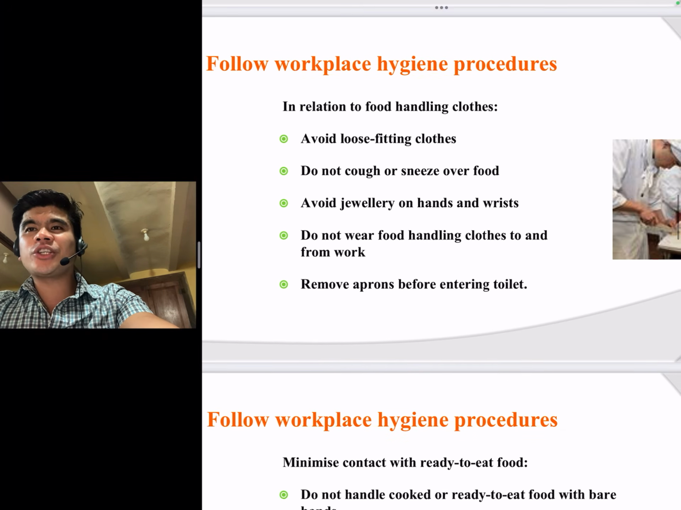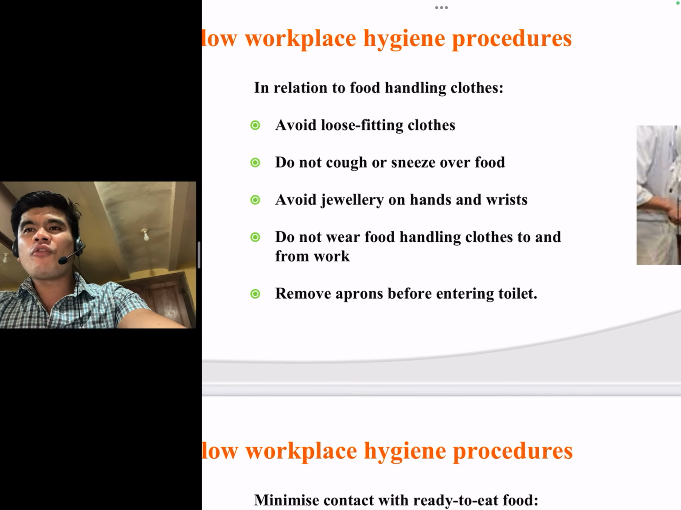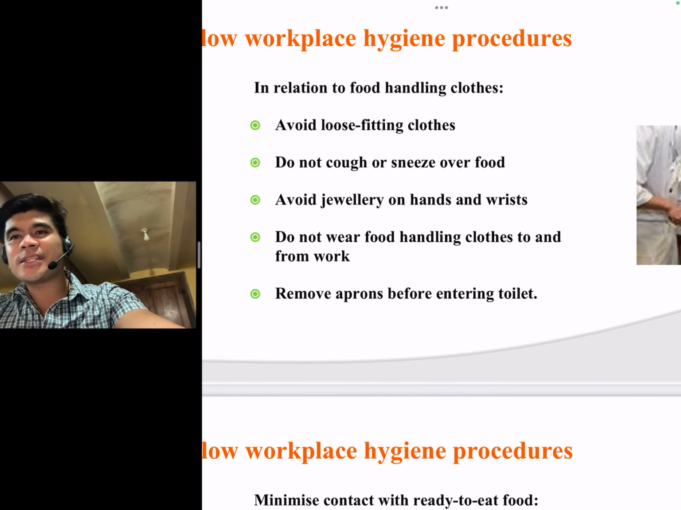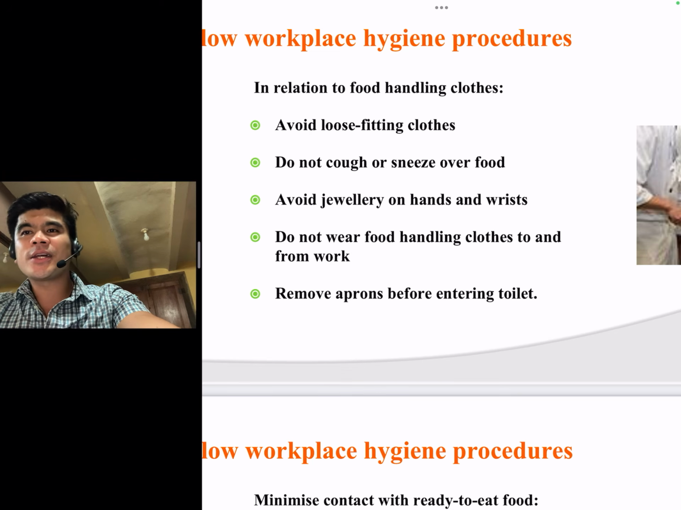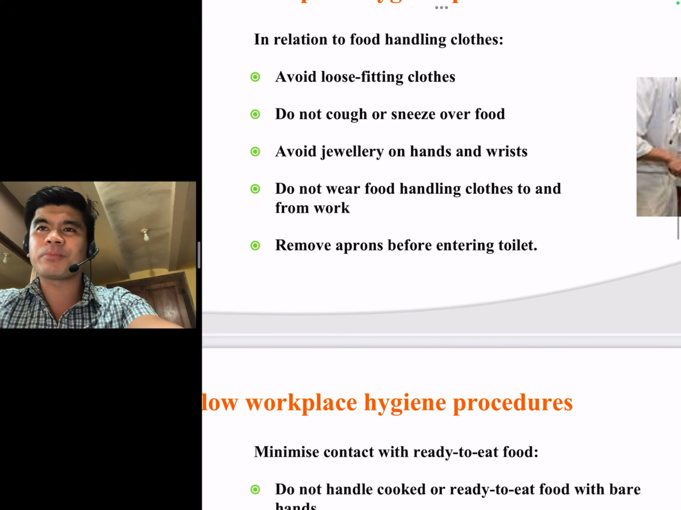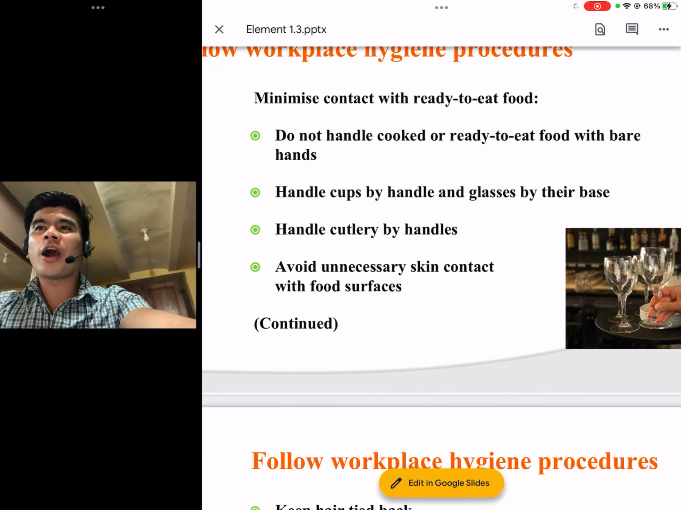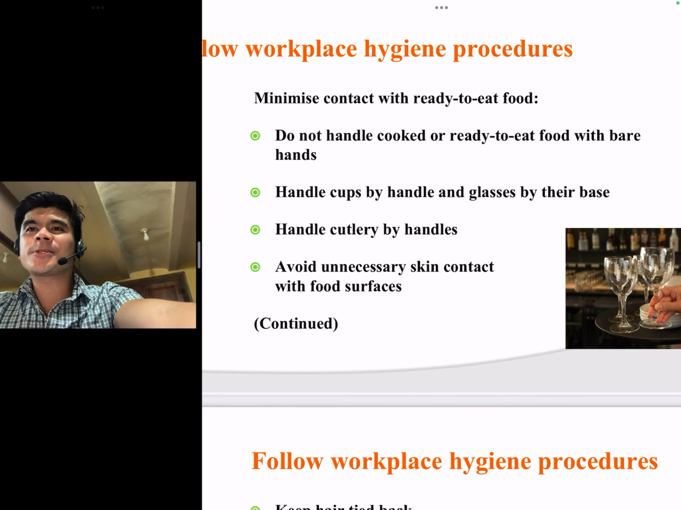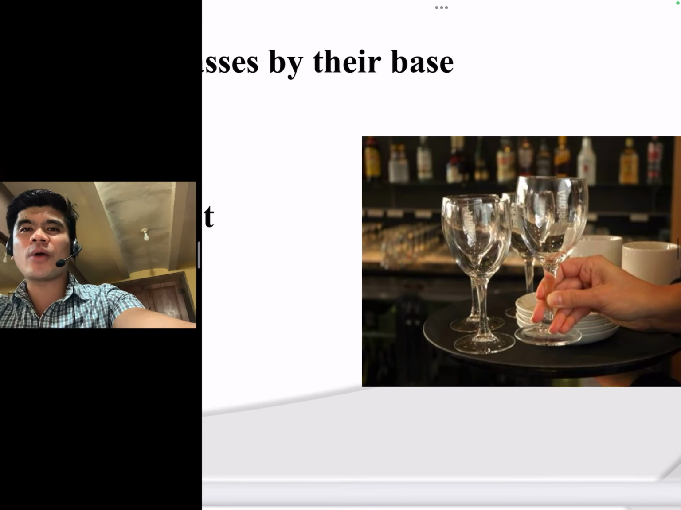Next, another hygiene procedure. Avoid loose fitting clothes. Do not cough or sneeze. We all know that. Avoid jewelries. Do not wear food handling clothes from work. Once again, basically the same. Next, what are the different hygiene procedures? Do not handle cooked or ready to eat food with bare hands. We all know that. Handle cups by the handle and glasses by their base. As you can see in the picture here, that's how you do it.